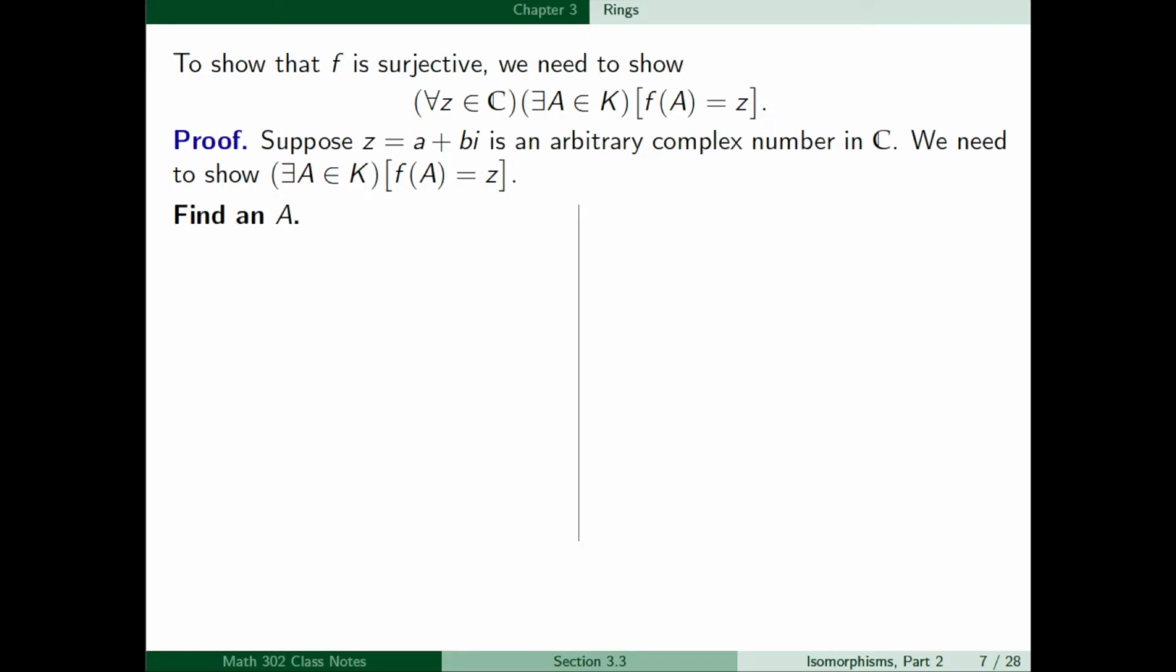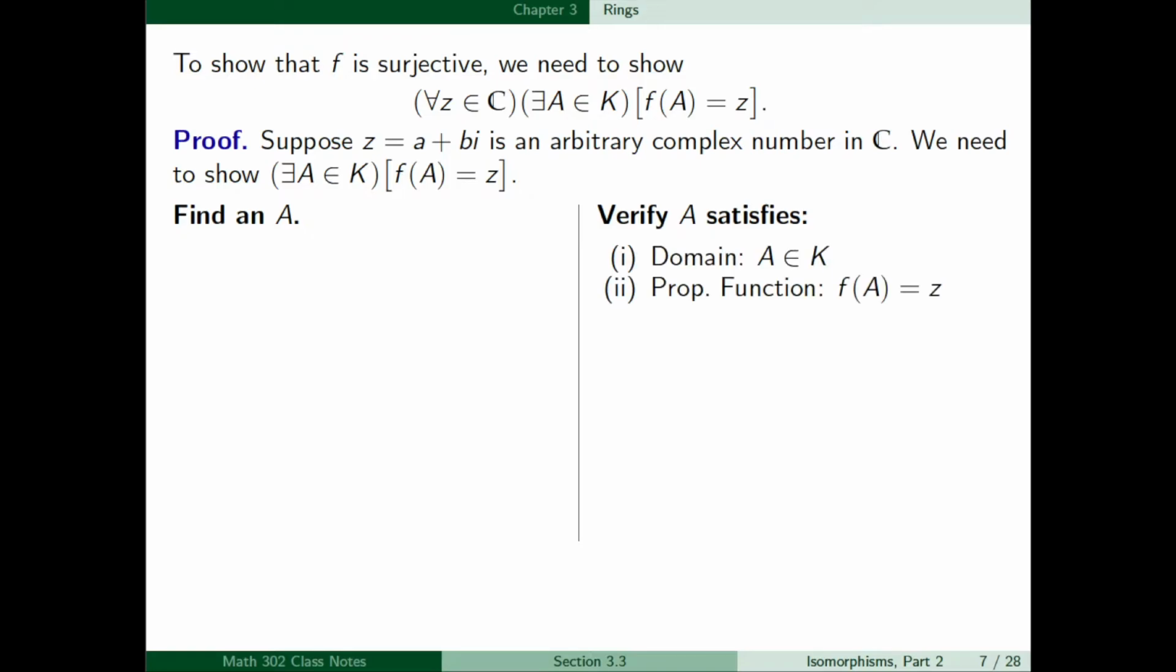So we can set this up using the two columns. We need to find a matrix A and then verify that A satisfies our two conditions, namely the domain, A belongs to K, and our propositional function, f of A equals z. So here I'm just going to choose the matrix A to be the matrix [a, b; -b, a]. This just follows from the definition of our function.